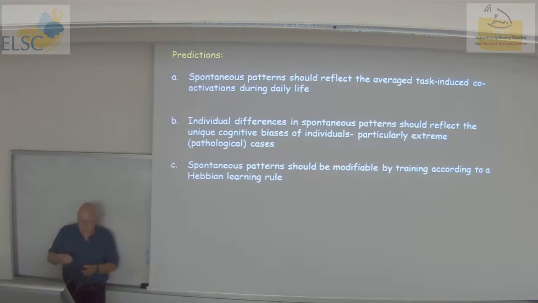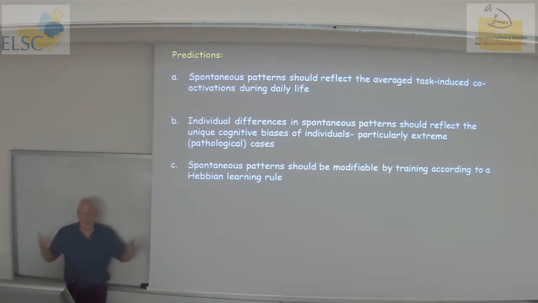The second prediction relates to a question that Tali asked: what about individual differences? Following what I said, if two individuals have very different patterns of activation of their cortex, maybe because of lifestyle, maybe because of individuality, and of course the most practically important and interesting one, because of abnormalities, we expect to see these differences in their spontaneous resting state activity.